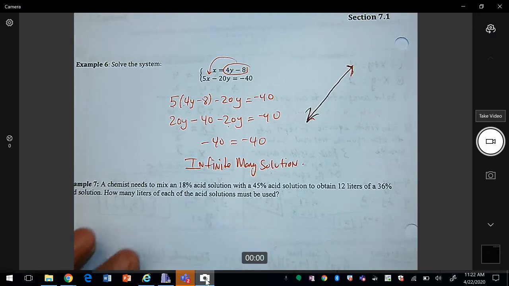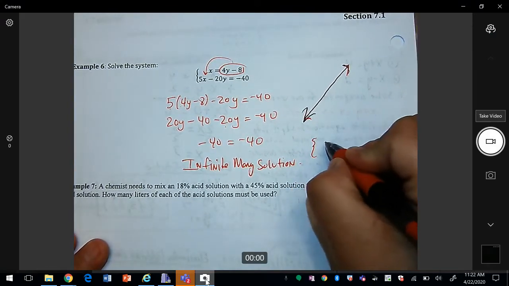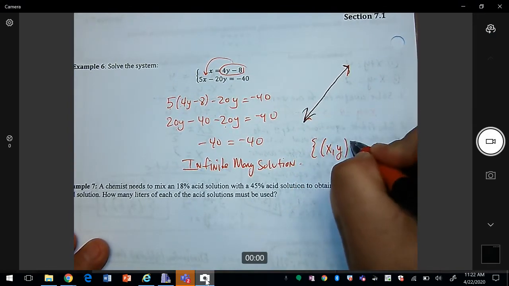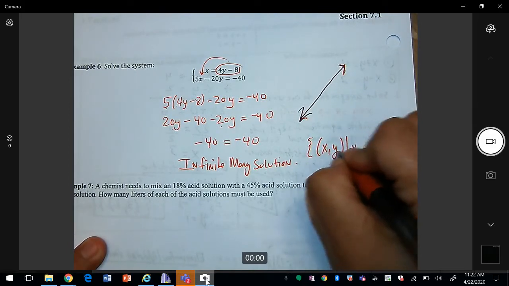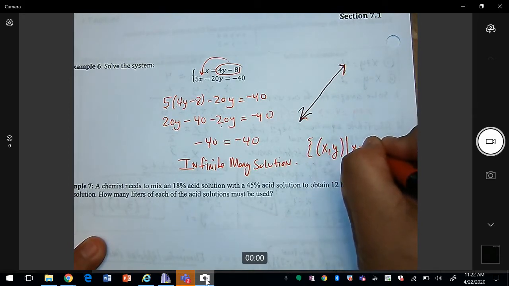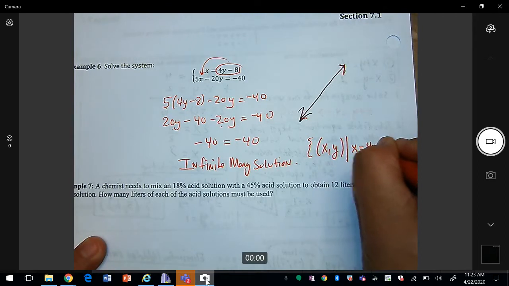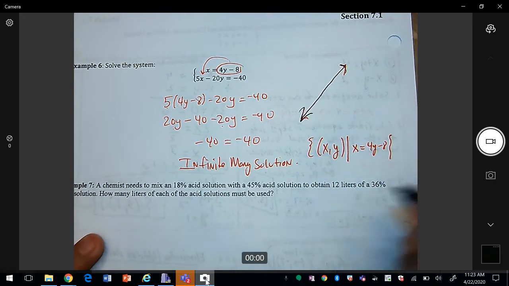The way we write our solution is we say for any x and y, and then we pick an equation. You can pick the first one or the second one. This represents that there are many solutions.